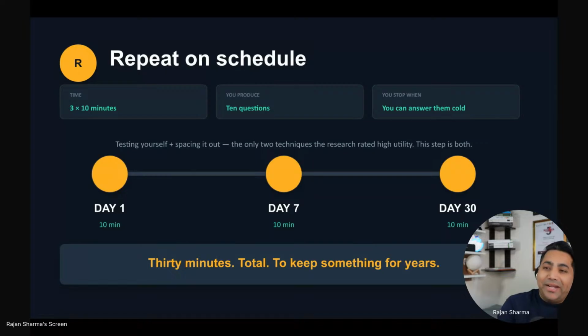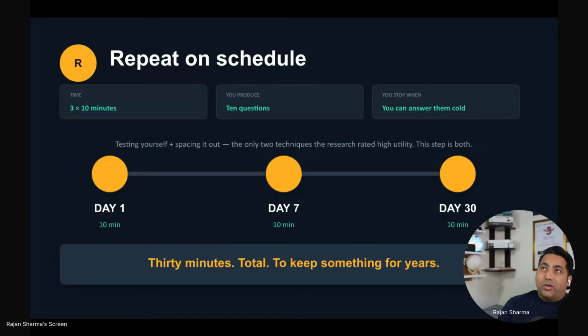You will feel brilliant, and in 5 weeks you will have lost the grip of it, and you will be annoyed and feel slightly different, and maybe you will conclude that you have a bad memory, when really you skipped the schedule. Remember, teaching yourself and spacing it out, the step is both, and it costs 30 minutes in total. That's how you can do it.